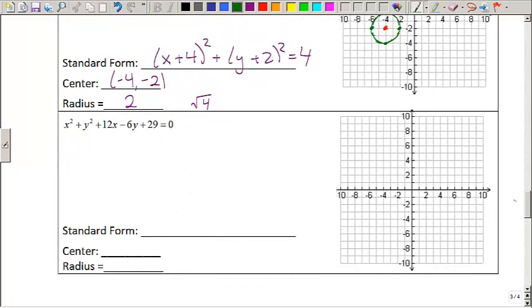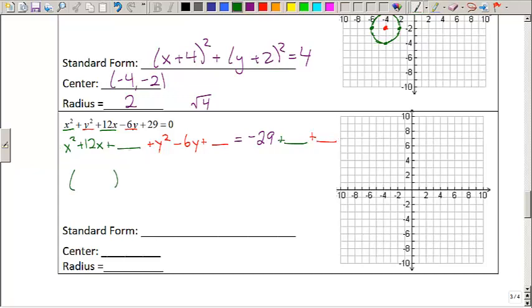Let's take a look at the next problem. Again, I'm going to group my x's together, x squared plus 12x plus blank. I'm going to group my y's together, y squared minus 6y plus blank, and move the positive 29 to the opposite side of the equal sign, changing its sign to be a negative 29, and adding the other two blanks.